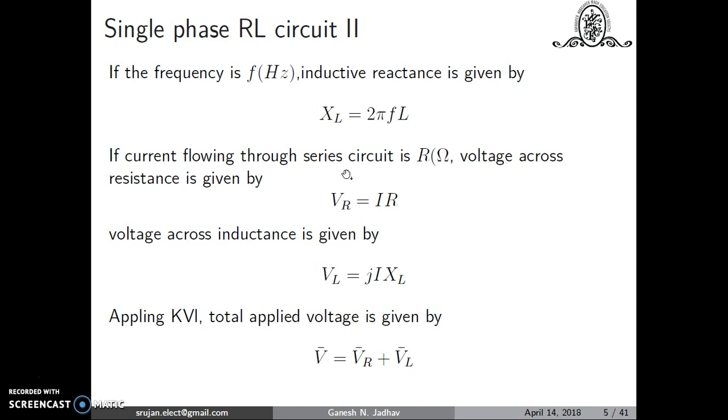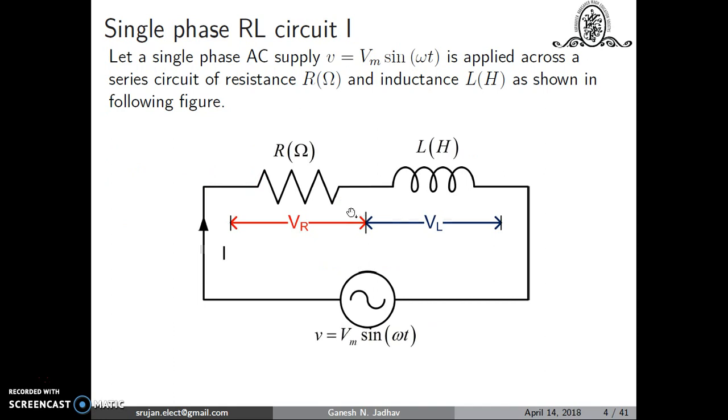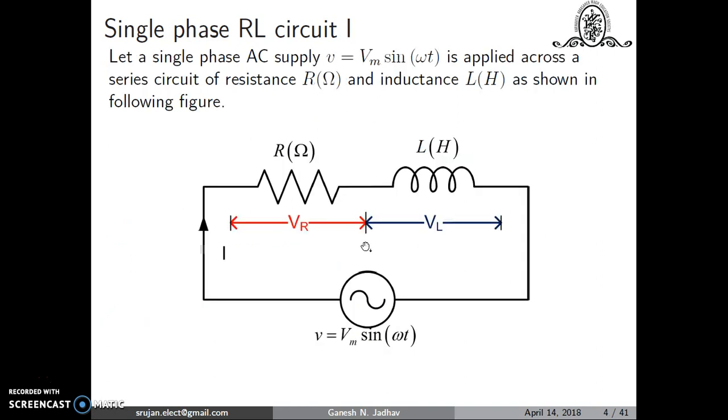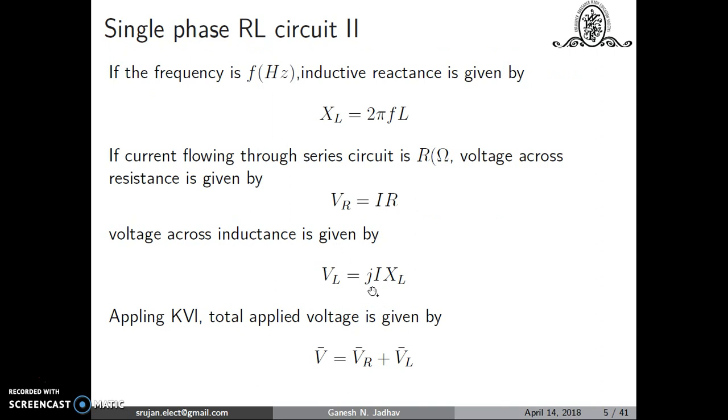If the current flowing through the series circuit RL is I ampere, the voltage across resistance is nothing but the current flowing through it and the resistance. So VR, voltage across resistance, is equal to IR. Similarly, voltage across inductance VL, its effective value is I into XL, so VL is equal to J I into XL. Why am I writing J? Because XL always comes with the J. So I into J XL.